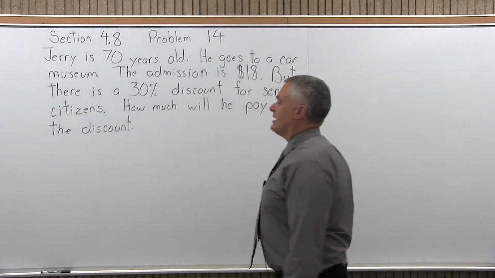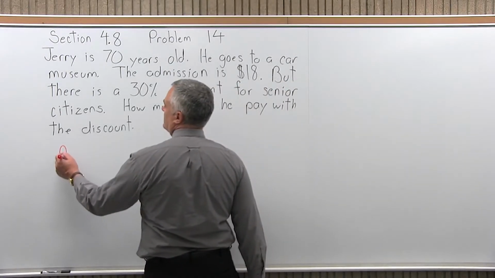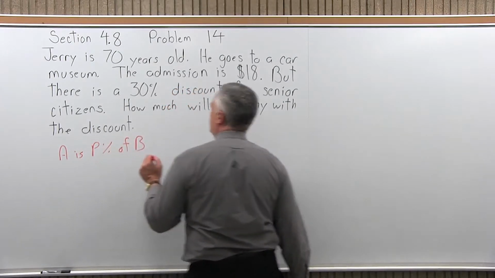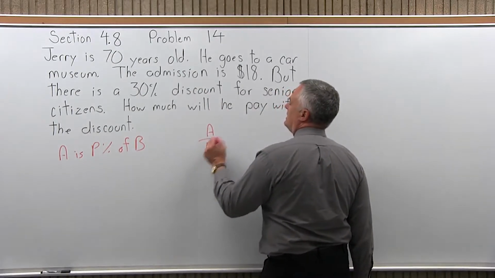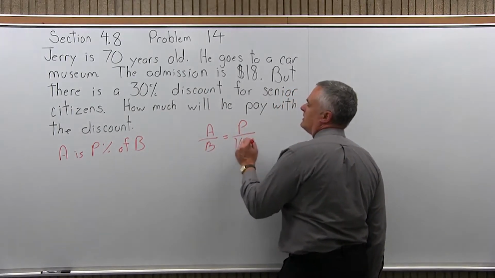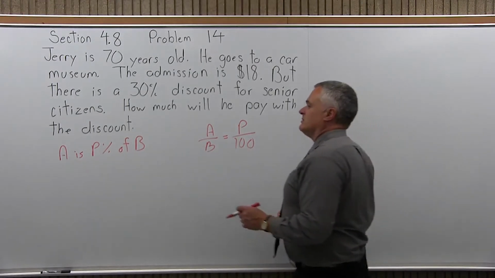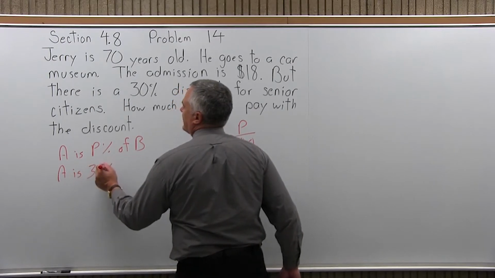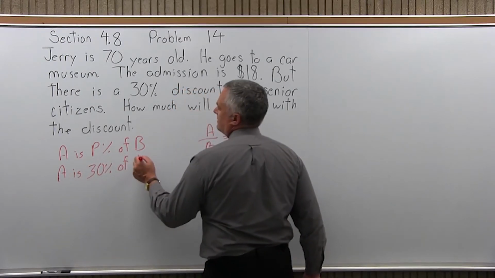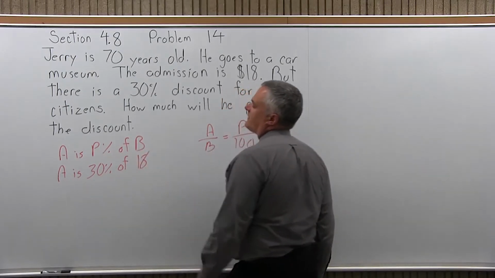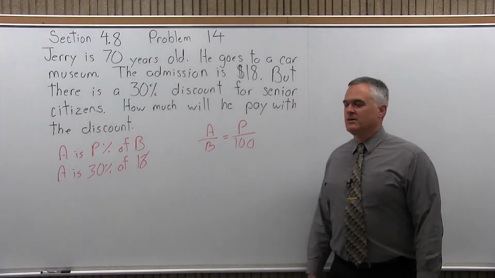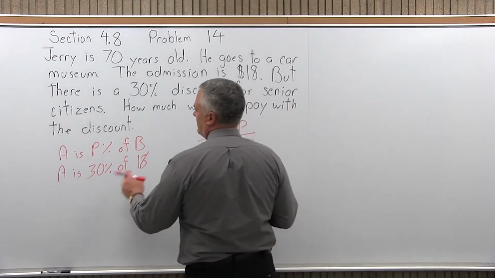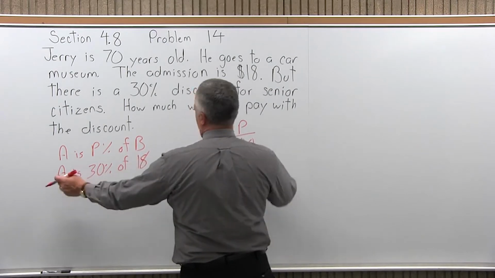So, what I'd like to do is write the important parts of the question in the form A is P percent of B. And if I can do that, then I'll use the formula A over B equals P over 100. So what I want to do is write this as A is 30% of $18. Let's find how much they'll take off the price of the ticket if you get 30% off for being a senior citizen. So A is 30% of 18, fills in that format, and let's plug it into the formula.